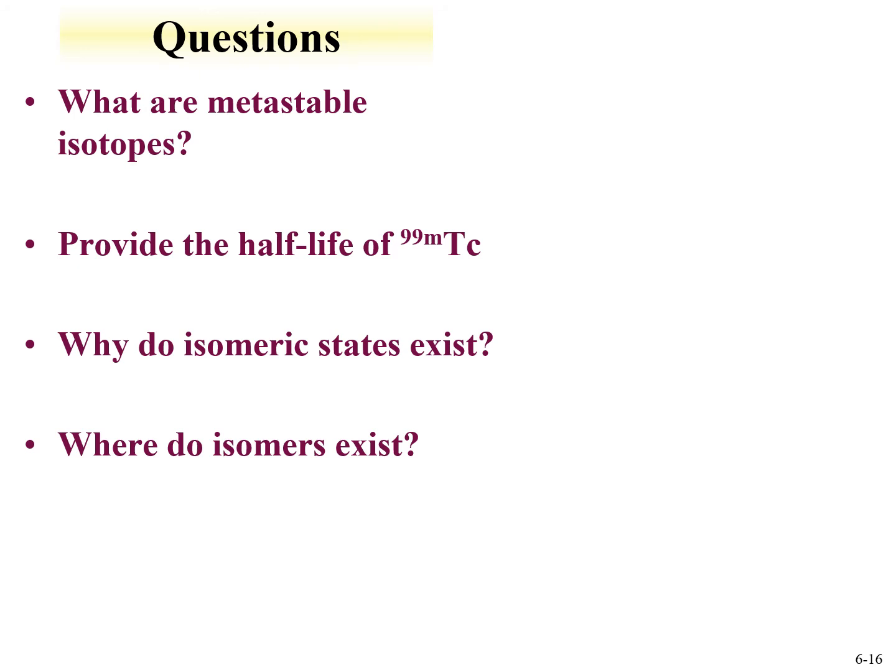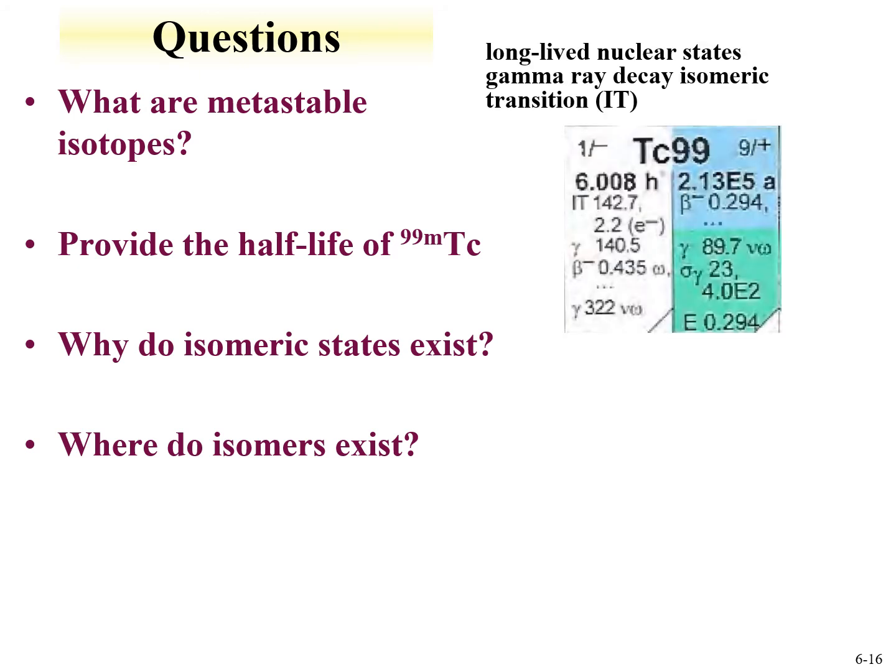Another important concept covered in the lecture has to do with metastable isotopes. What exactly are metastable isotopes? Well, those are long-lived nuclear states. The gamma decay that results from these metastable states is called isomeric transitions. So you'll hear metastable states and isomeric transitions used interchangeably. These are just excited nuclear states that decay by emission of a photon.